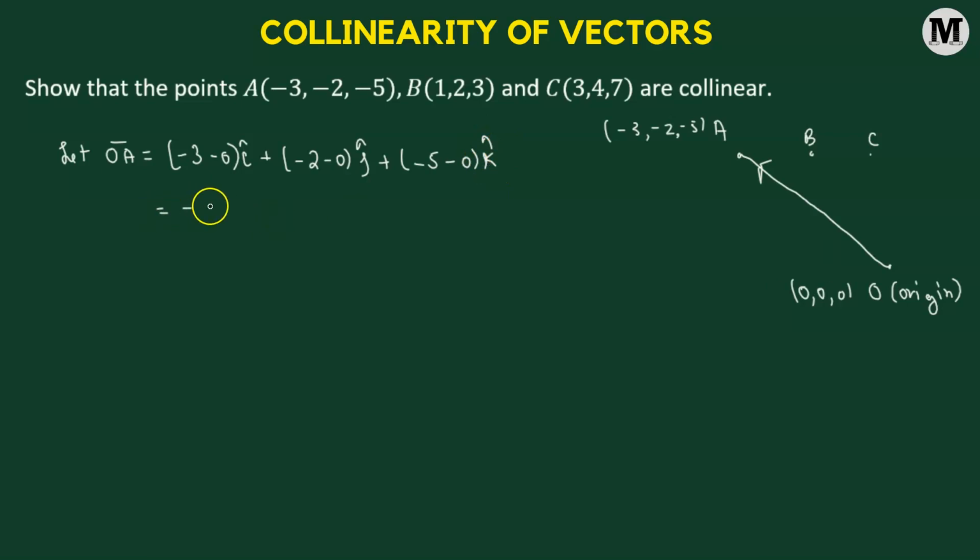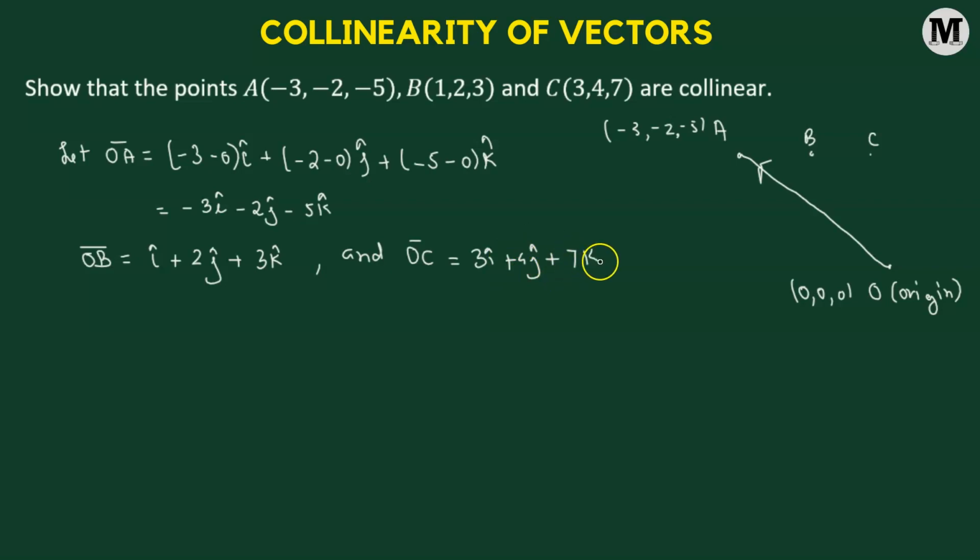The OA vector comes out to be -3 i cap minus 2 j cap minus 5 k cap. So this is the position vector of point A. Similarly, we can find out the position vector of the other 2 points. The OB vector comes out to be i cap plus 2 j cap plus 3 k cap. And the position vector of point C, the OC vector, comes out to be 3 i cap plus 4 j cap plus 7 k cap.